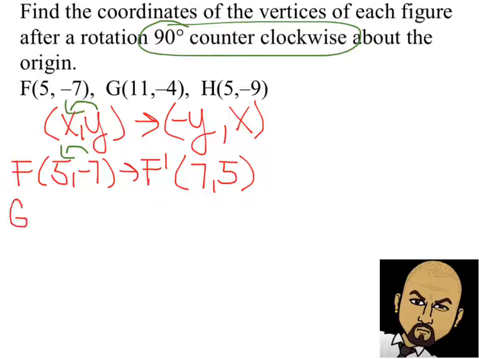All right, let's do vertex G. We got the ordered pair (11, -4). To get G prime, again, we're going counterclockwise.